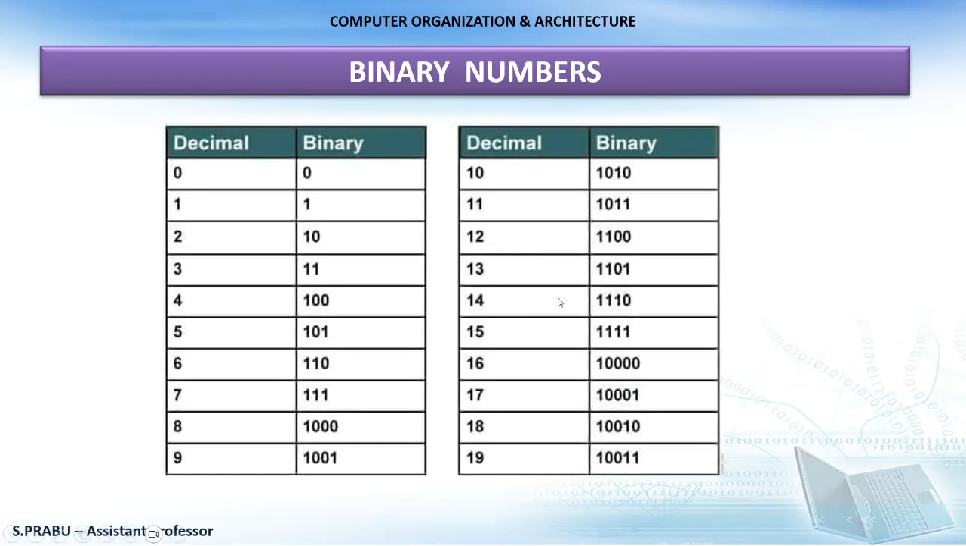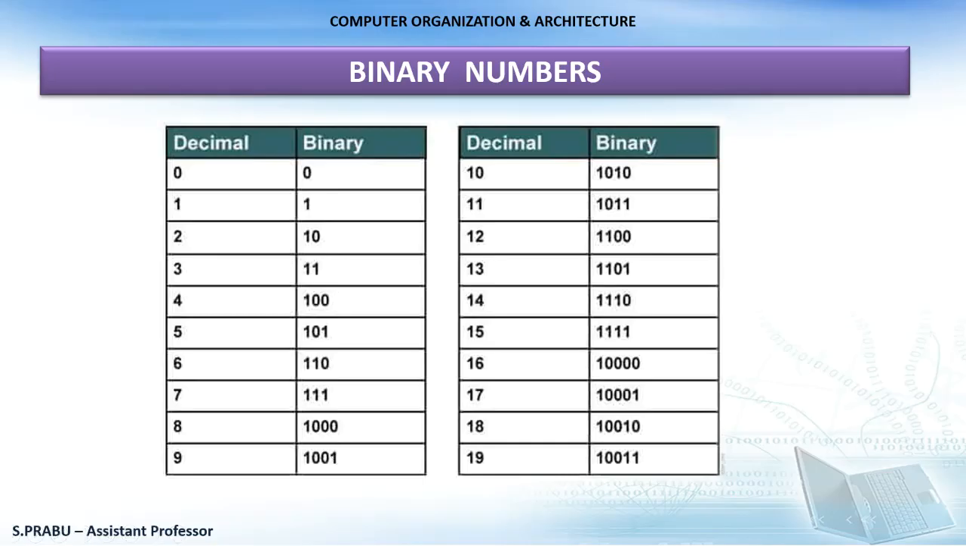This table illustrates the sequence of decimal numbers and their binary equivalents. We already know that when one is added with another one, we get 2. But in the binary number system, when one is added with another one, we get 10. So you should be aware of the next sequences of binary numbers.